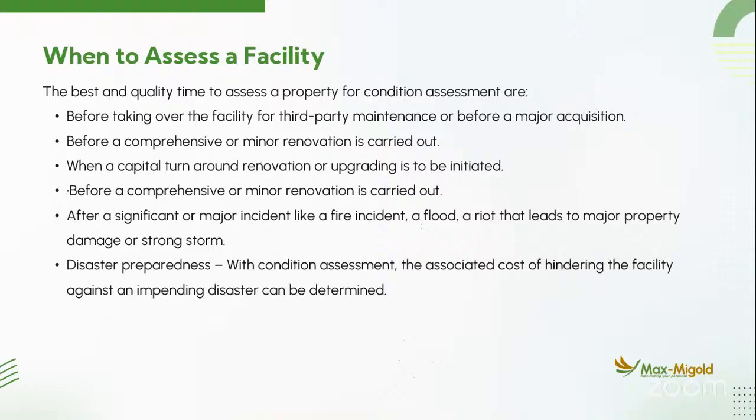Then two, before a comprehensive or minor renovation is carried out. You need to upgrade an entire estate. You want to disconnect the entire estate from the grid. You want to solarize the complete estate. What do you need to do? You need to conduct a condition assessment in terms of a power audit. That gives you the cost you are going to spend in getting that done, and that helps you to do what we call long-term planning on how to get that done.